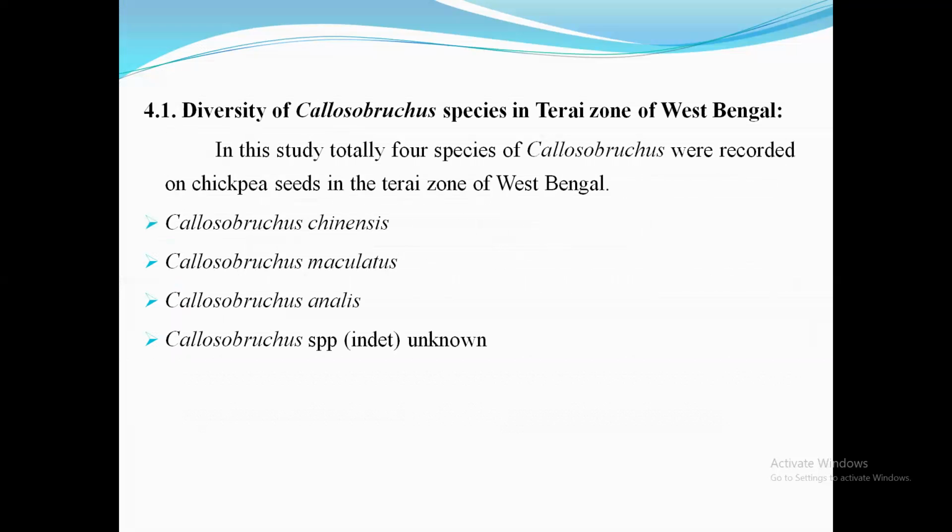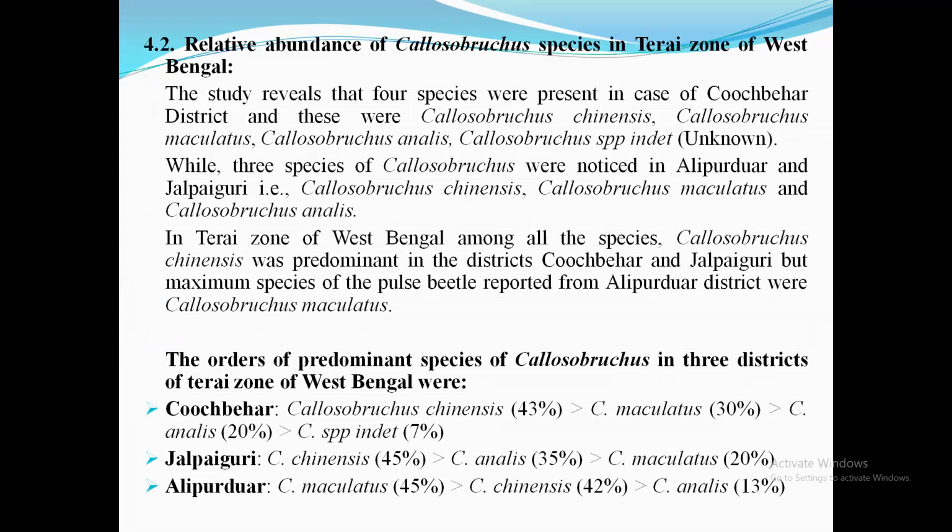Summary and conclusion. Here I conclude that in this whole study, four species of Callosobruchus were recorded on chickpea seeds in Terai zone of West Bengal, that are Callosobruchus chinensis, Callosobruchus maculatus, analis, and Callosobruchus species indet. unknown. Then coming to relative abundance, in Alipurduar, Callosobruchus maculatus was more abundant, while in Cooch Behar and Jalpaiguri, Callosobruchus chinensis was more abundant.